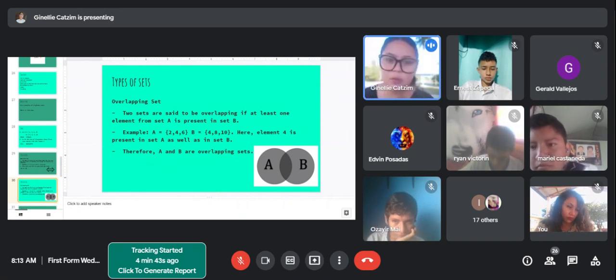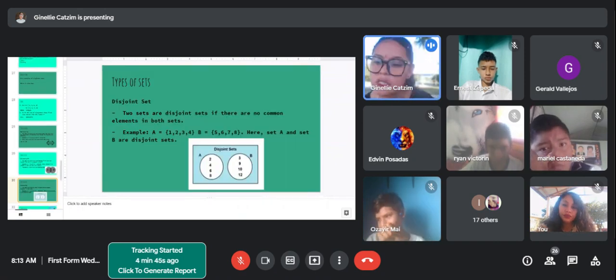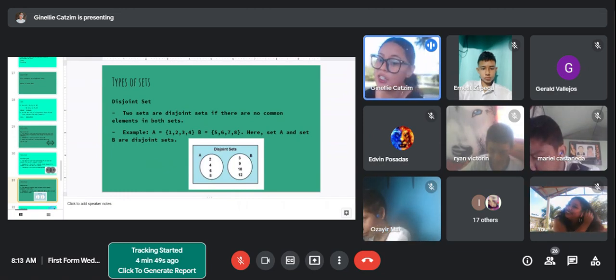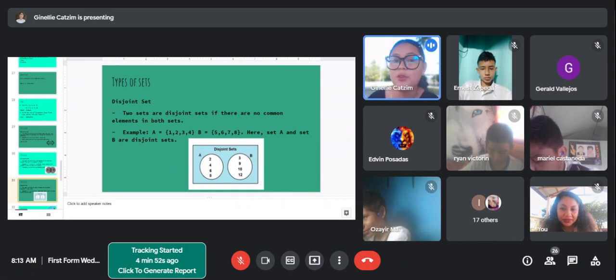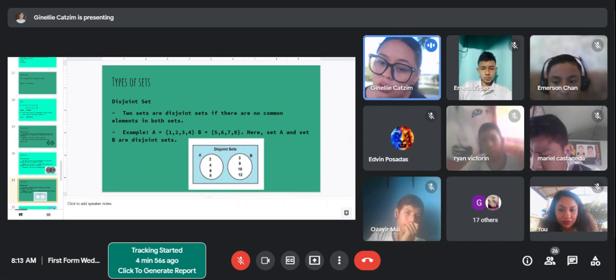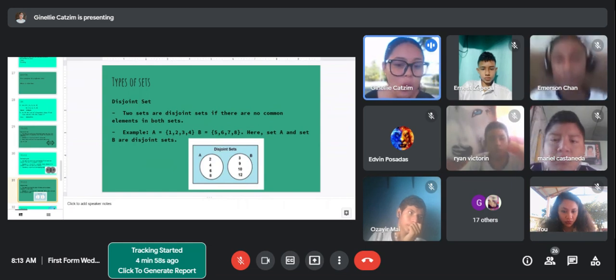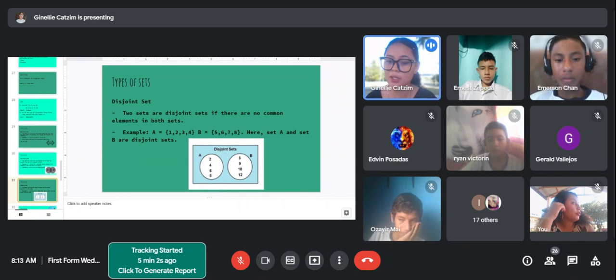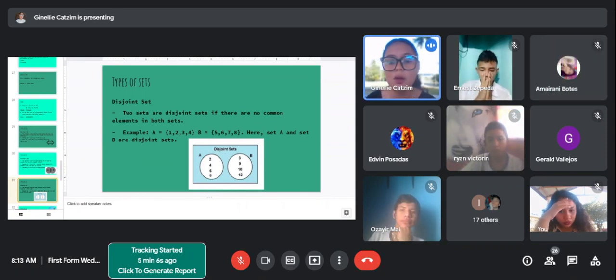So we move on to disjoint sets. What is a disjoint set? As you can see in the image, it is different from the image I presented before, right? These sets are disjoint if there are no common elements. Overlapping was when we had common elements, right? But disjoint is when we have no common elements, nothing in common.